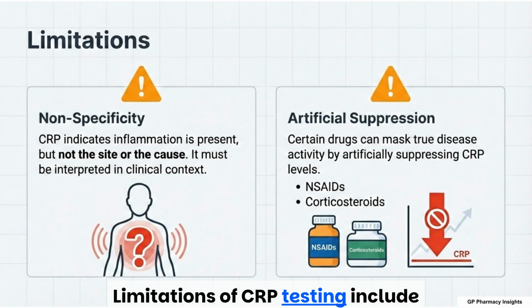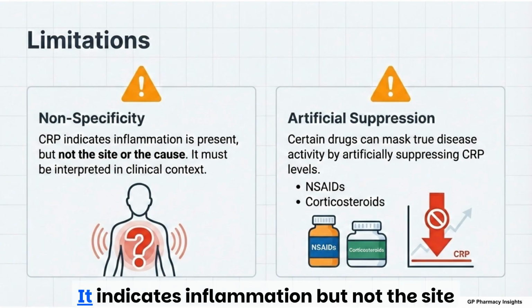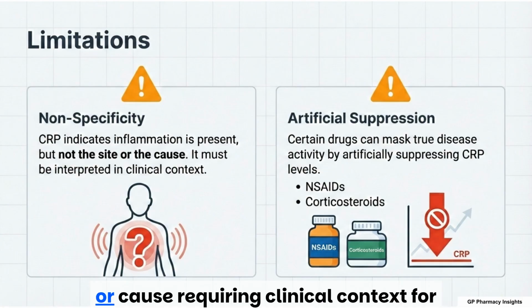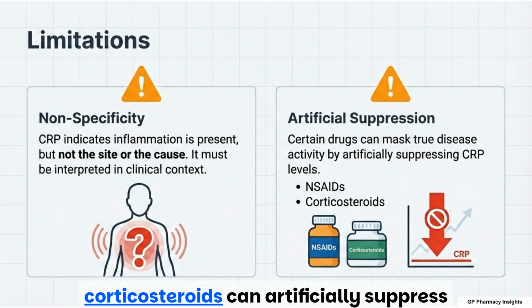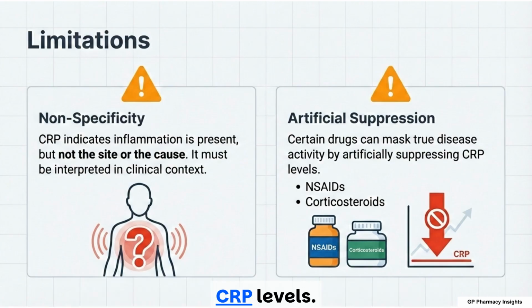Limitations of CRP testing include non-specificity. It indicates inflammation but not the site or cause, requiring clinical context for interpretation. Also, drugs like NSAIDs and corticosteroids can artificially suppress CRP levels.